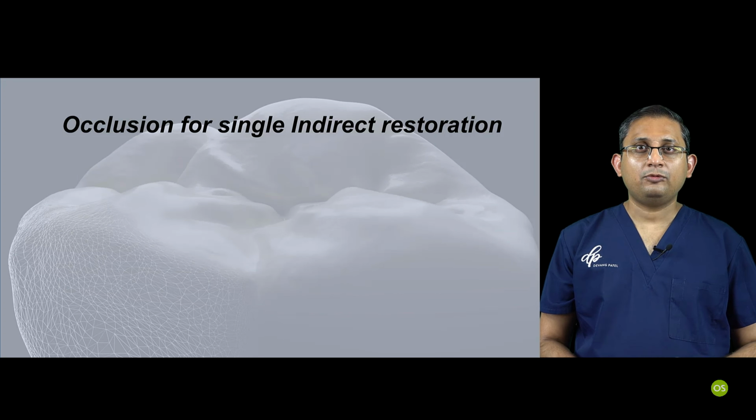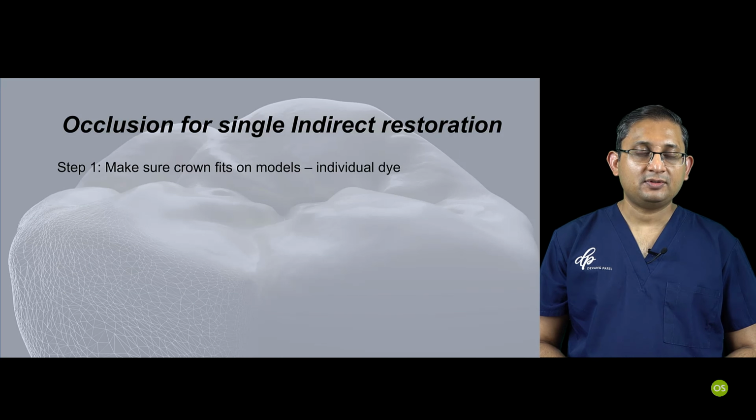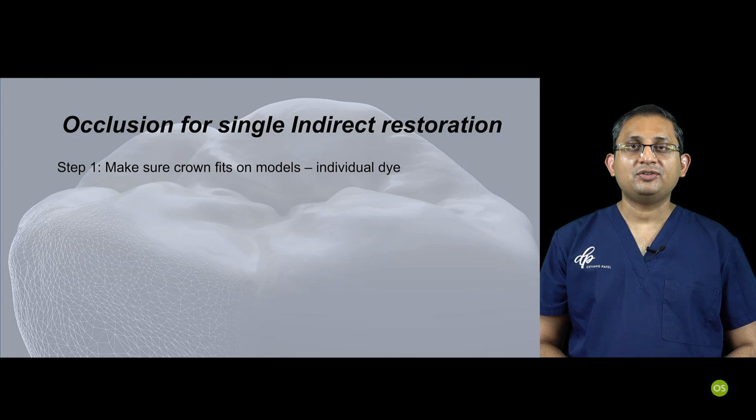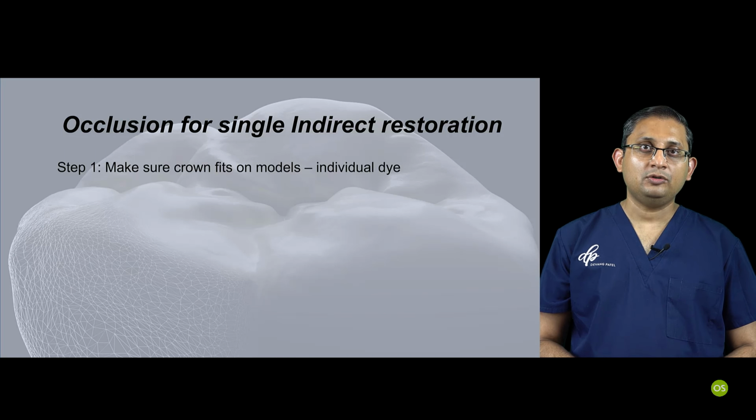Now, what are the steps when you are fitting the indirect restoration? So let's look at the steps. Step one is to make sure that the crown fits on the model. This is very important because if it doesn't fit on the model, then you need to question whether you want to take the provisional out and what you would like to do. You may want to repeat the impression.